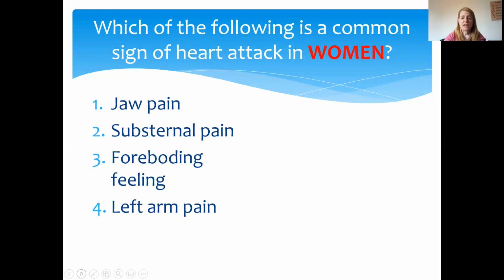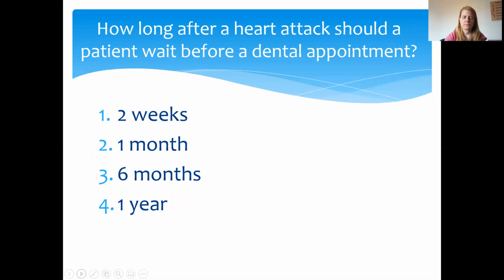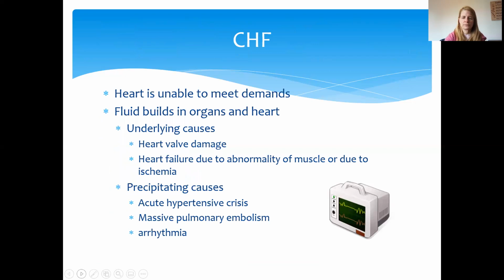Women kind of have a foreboding feeling like something is going on. They don't have the same pains as men. Whenever I get a woman in the chair who has had a heart attack, I always ask, how did you know? I want to know their symptoms, because their symptoms are often very different from what a male would experience. Patients should wait for 6 months after a heart attack before an elective dental procedure.